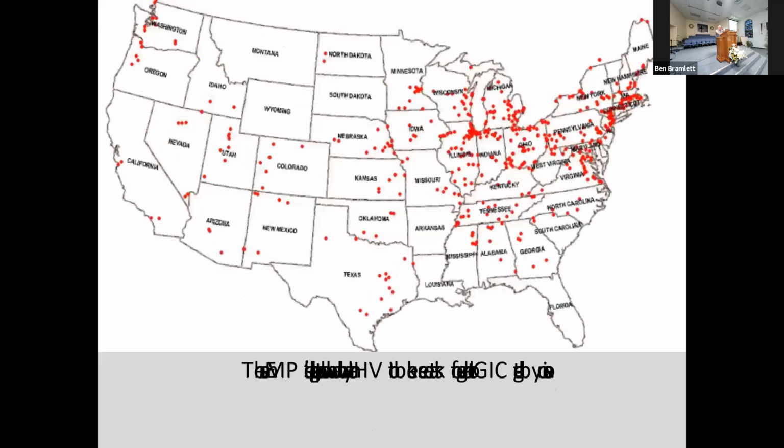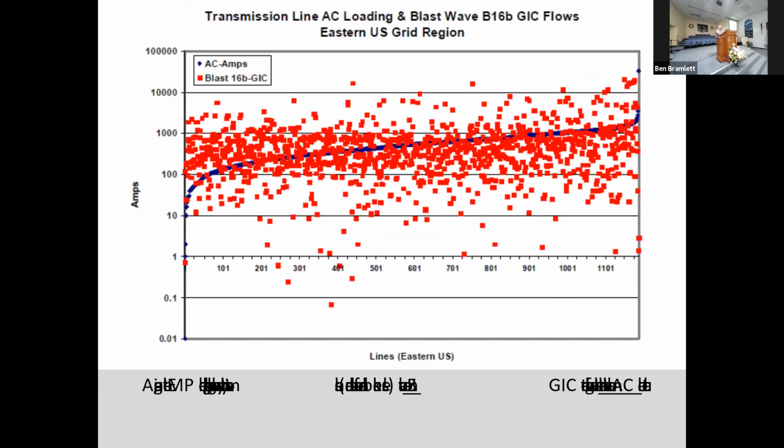Okay, the dots that you see here are high voltage transmission line transformers. They're 300, 400, 500 kilovolt transformer substations. And all of these stations were predicted by the report to fail. It doesn't look like there's going to be a lot of electricity left, does there?